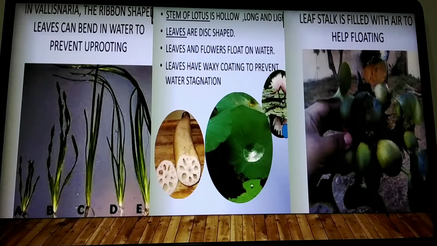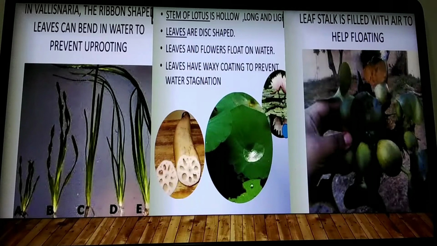If water is stagnant on the leaves or in the plant, what will happen? The foliage of the plant will be spoiled, and the leaves will be spoiled, and the plant will die. Hollow tubes will make the plant float in the water. The leaf stalk is filled with air, so that it is easy to float on the water.